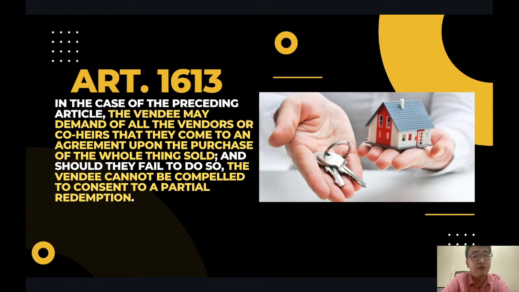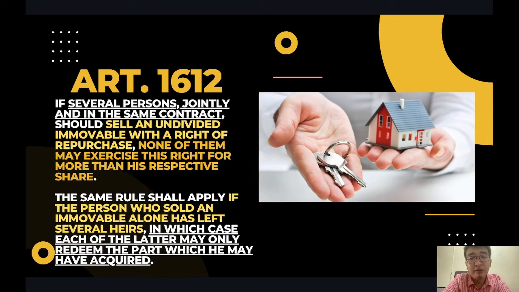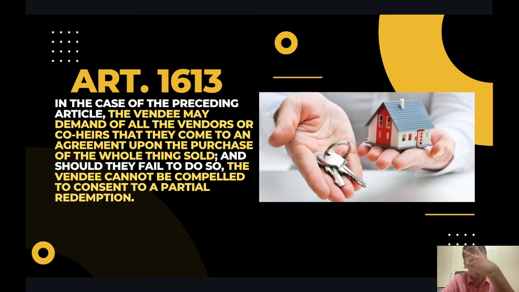And should they fail to do so, the vendee cannot be compelled to consent to a partial redemption. Meaning, on the part of the vendee, referring to the same case as Article 1612 na madami ang nagbenta. Siyempre, kapag i-redeem nila, portion lang nila, hindi yung buo. Ngayon, pwedeng i-demand daw ni vendee na lahat, let's say for example, ABC sold pacto de retro property to B. Okay? B may demand that XYZ come to an agreement to purchase the whole thing back. Diba? Para bilhin nila ulit yung property. Okay? Pwede niyang i-demand yun.